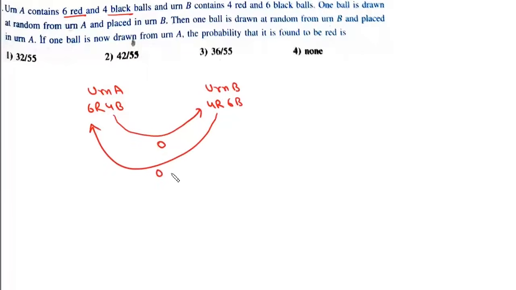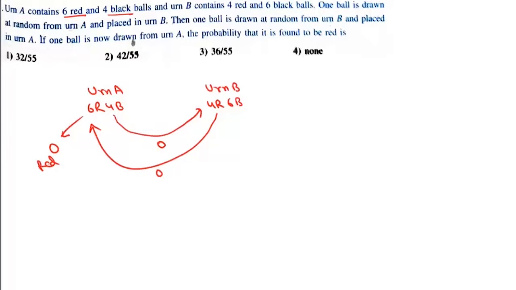Now here the question is, urn A contains 6 red and 4 black. So we have this urn A which contains 6 red and 4 black balls. And then we have this urn B which has 4 red and 6 black balls. Now one ball is drawn at random from A and placed in B. So we have taken one ball and we have placed it in B. Then one ball is drawn from urn B and placed in A. So we have taken one ball from B and we have put it back in urn A. If one ball is now drawn from A, we need to find the probability that this ball is red.